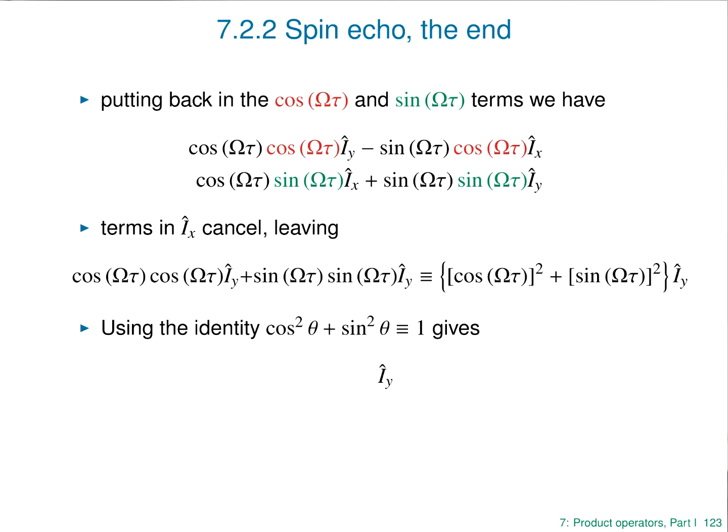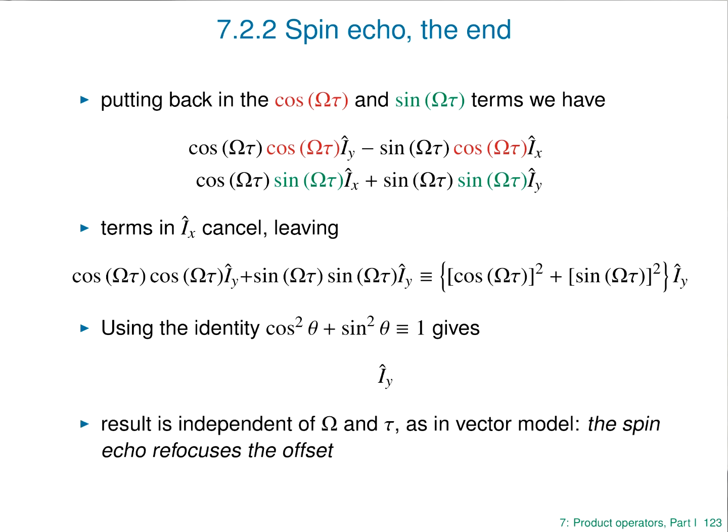And you knew that was what the answer was going to be, because from the vector model we worked out that at the end of the second delay tau, the magnetization appeared along the y-axis, and that's exactly what this calculation says. So again, we've used the quantum mechanical approach using these rotations to give us the same result. And at every step, all we're doing is repeatedly applying these identities from this table.